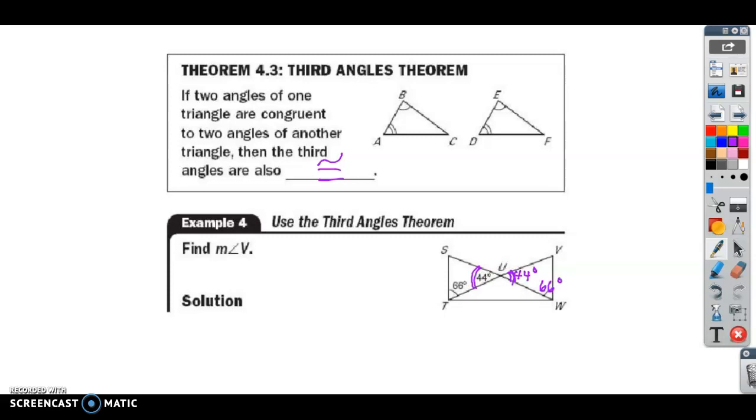Well, now we've got two triangles that have two angles that are exactly the same, which means that the third angle is going to be the same for both of them. And 66 plus 44 adds up to 110. So that means the missing angle in both of these triangles has to be, what, 70 degrees? And they're asking for the measure of angle V, so you write the measure of angle V equals 70 degrees. Done. Boom!